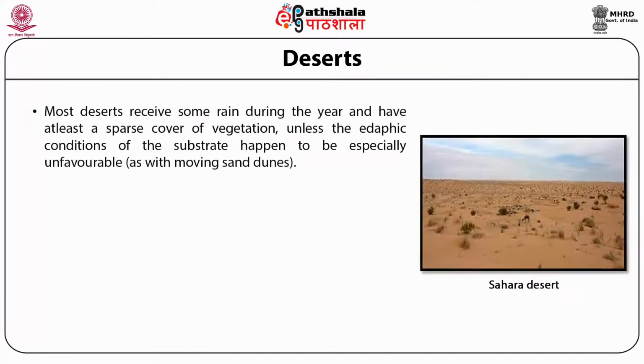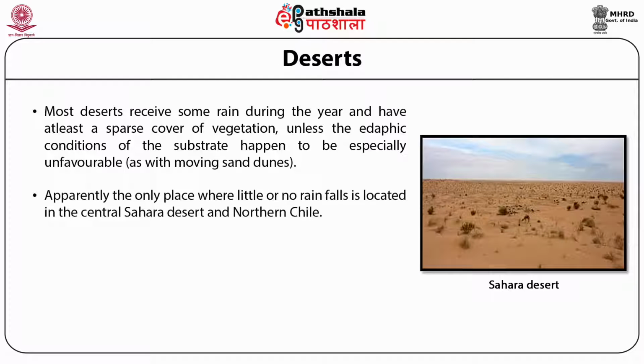Most deserts receive some rain during the year and have at least a sparse cover of vegetation, unless the conditions of the substrate happen to be especially unfavorable. Apparently, the only places where there is little or no rainfall are the central Sahara Desert and northern Chile.